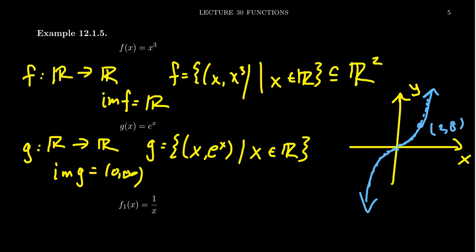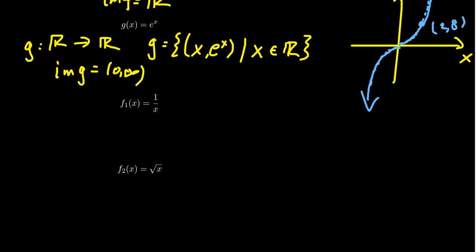Because when you take an exponential expression like e to the x, you can't produce 0 for any real number, and you can't get negatives for any real number either. So the image and the codomain are actually different. That does happen for some of these functions. All right, now let's get to that caveat.